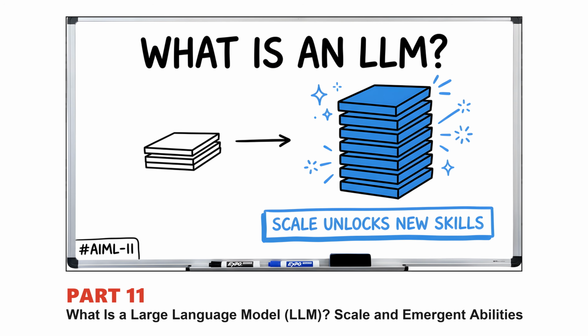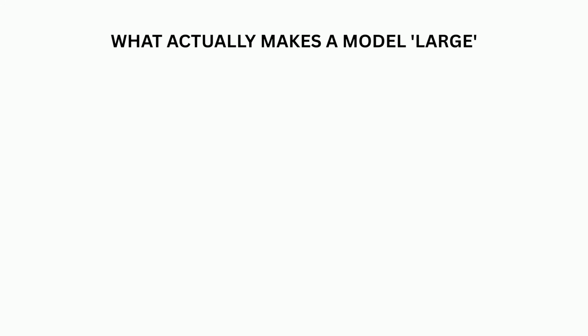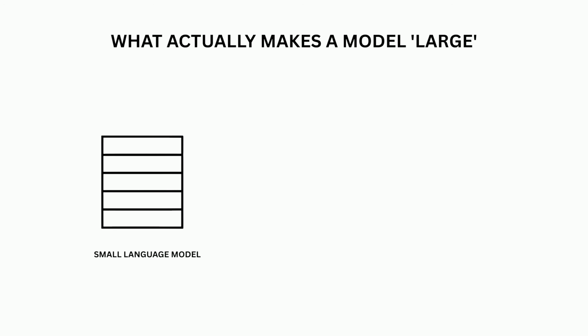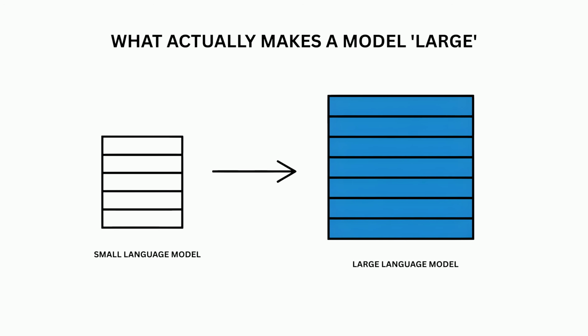Part 11. What is a large language model? Last video, we saw transfer learning as the broader idea behind fine-tuning. Now let's zoom out further and answer a simpler question. What actually makes a model large? A large language model, or LLM, is a transformer-based model, the same architecture we covered a few videos back, scaled up dramatically. More layers, more parameters, and trained on far more text than earlier language models ever were.